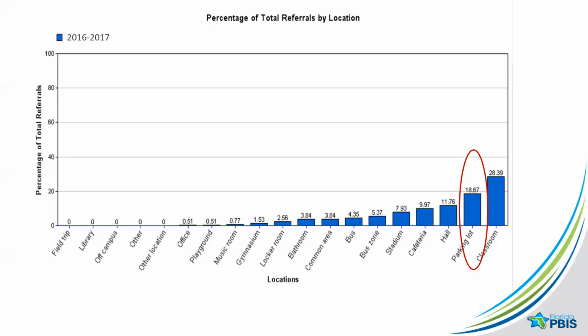We could also look at referrals by location. If we know that the majority of referrals are coming from the classroom, we might decide to focus specifically on the behaviors that are occurring in classrooms and then thinking about hypotheses that are classroom specific. What is it about the classroom environments that might lead to a lot of kids being disruptive or otherwise engaging in problem behaviors in the classroom?